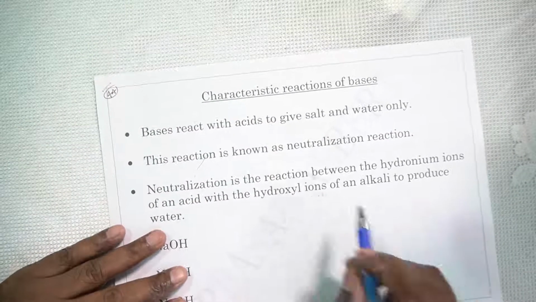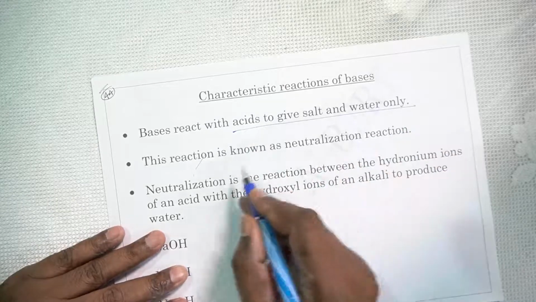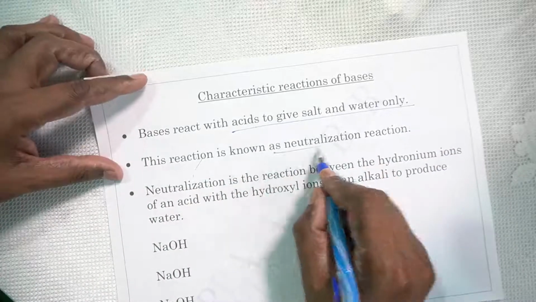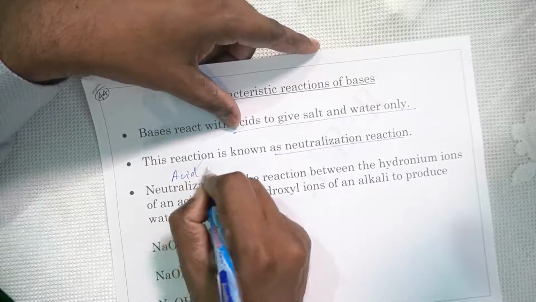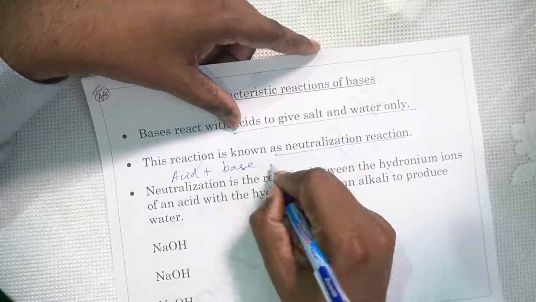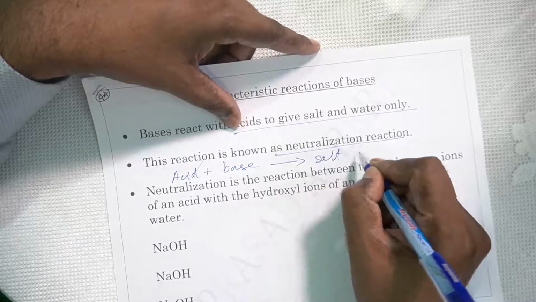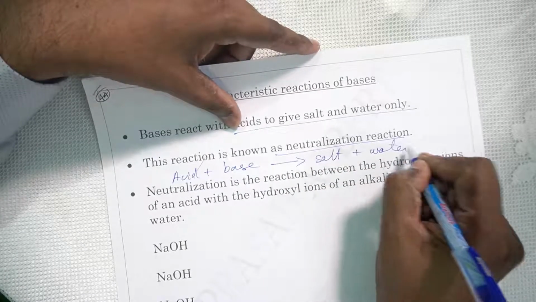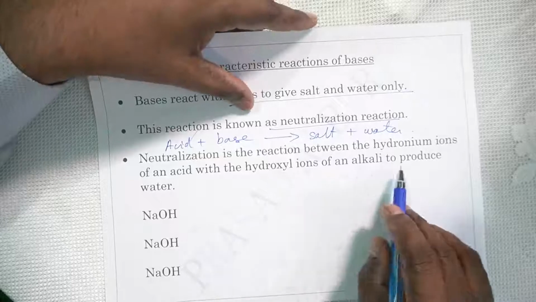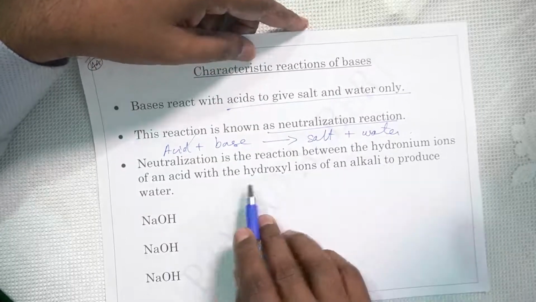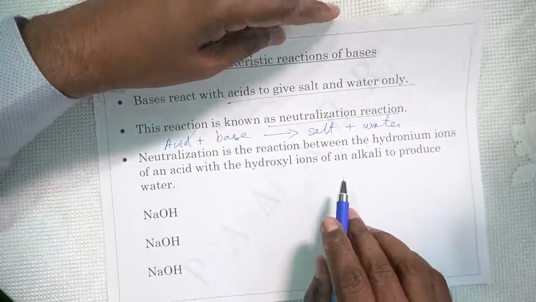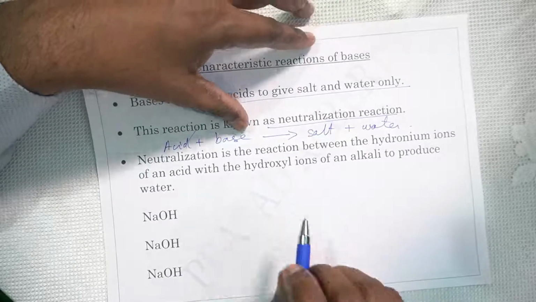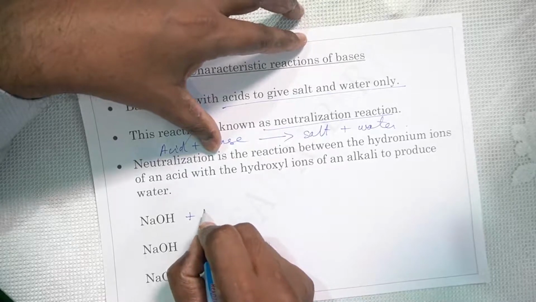Now bases react with acids to give salt and water only. This is the first reaction, which is also known as neutralization reaction. So acid plus base gives salt plus water only. That is it. This is the reaction. Now the reaction between hydronium ions and the hydroxyl ions of the base. This is the actual neutralization reaction. Hydronium ion from the acid and hydroxyl ion from the base.